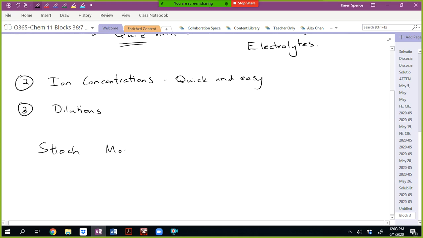Ion concentrations just involve stoichiometry and molarity, and you know how to do stoichiometry with molarity, so you're really set. It also involves dissociation, which again, you've just practiced the last week, so it should be okay. Here's an example.